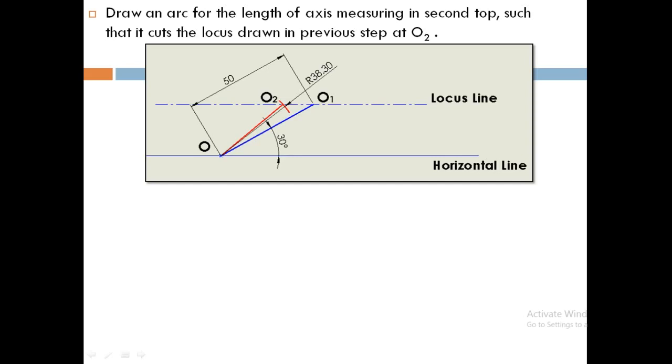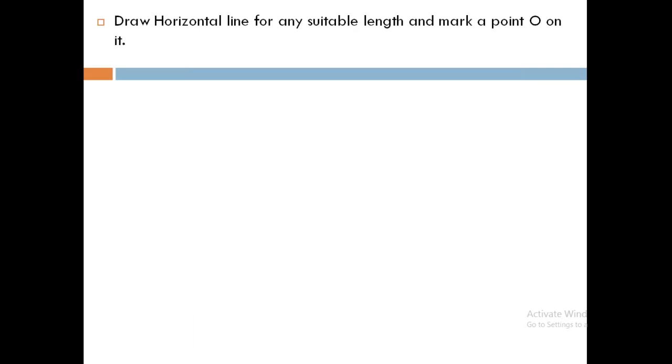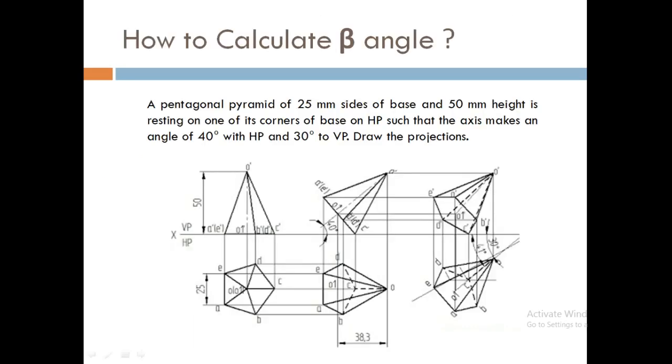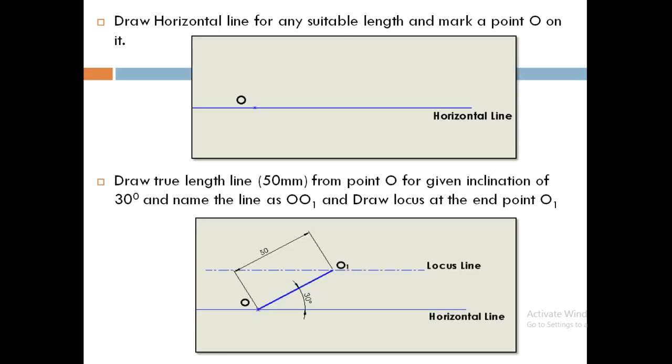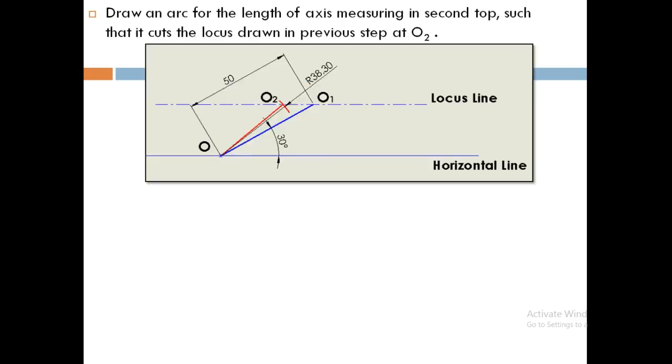Now you need to cut an arc on the locus line taking the apparent length of the axis. The apparent length of the axis is 38.3 millimeter, as you can see in the second top view. So take that axis length and cut an arc on the locus that we drew in the previous step, and name that point O2. Now connect O to O2.